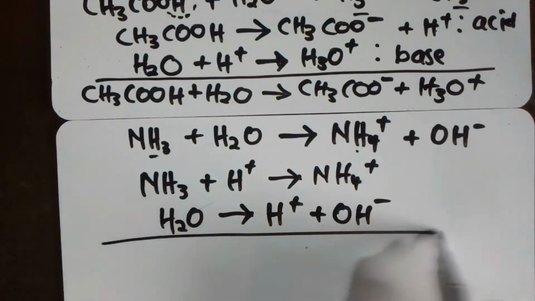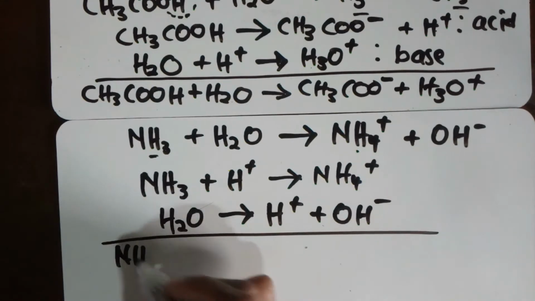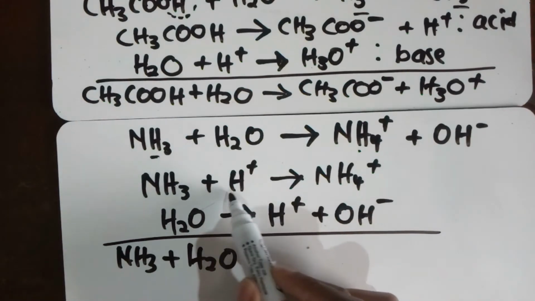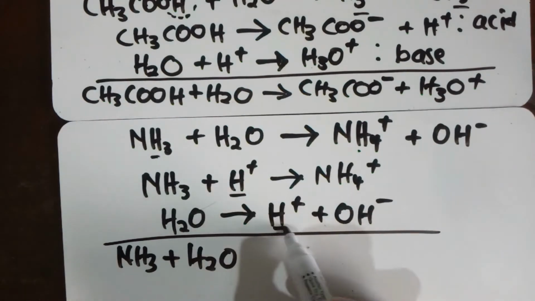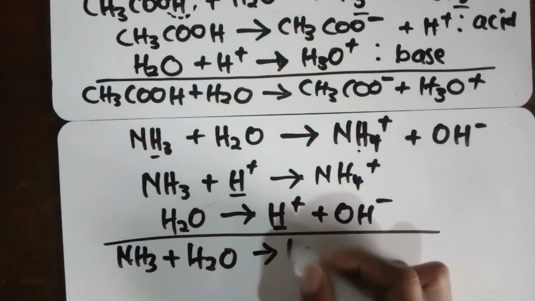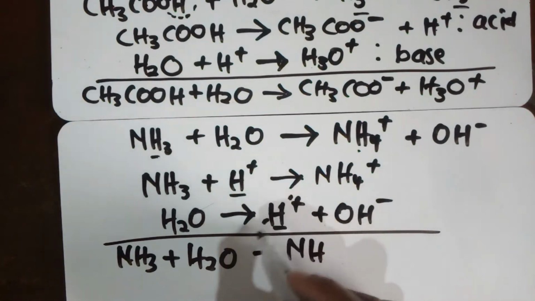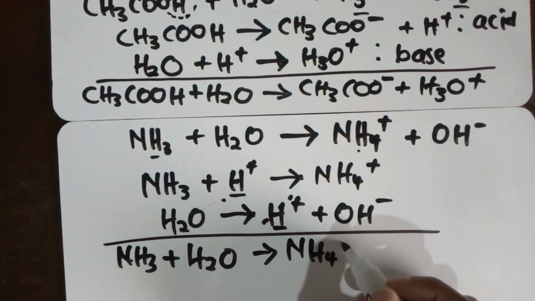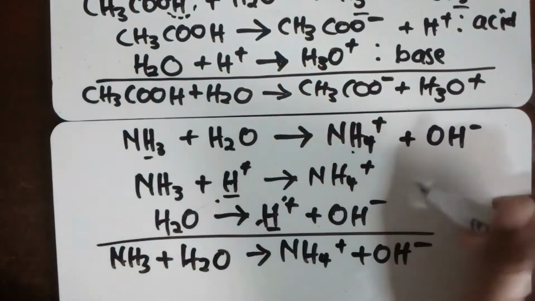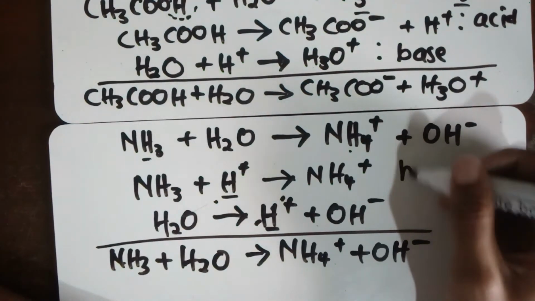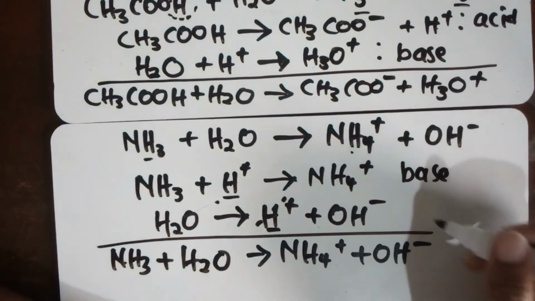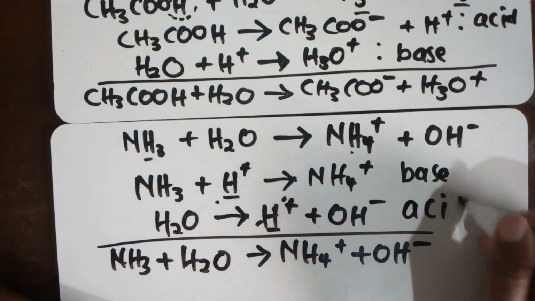So it's the same thing, you have NH3 plus H2O on this side. And this proton that is donated by water will be accepted by the NH3. So on this side, you're just left with NH4+ and OH-. It's almost like they're canceling each other, right? So ammonia on this side accepted a proton, so it's a base. Cool. And then what is this? Water donated a proton, so it is an acid.